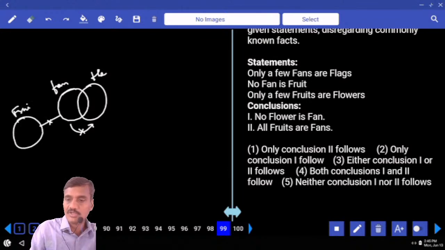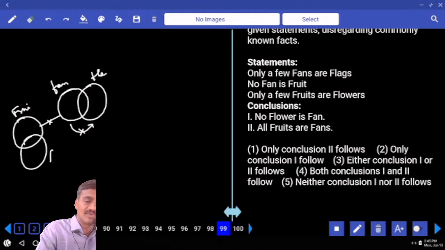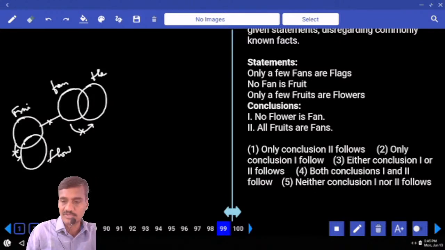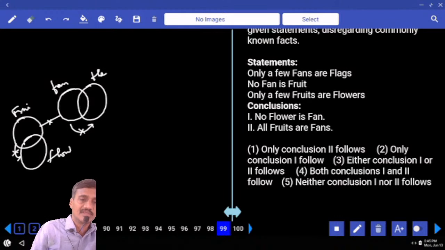And next one, only a few fruits are flowers. Only some of the fruits are flowers, but not all. And first one, no flower is fan. Flower is here and fan is here. As of now, that is true. All fruits are fans. All fruits are fruit and fan, that is false. No fruit is a fan.